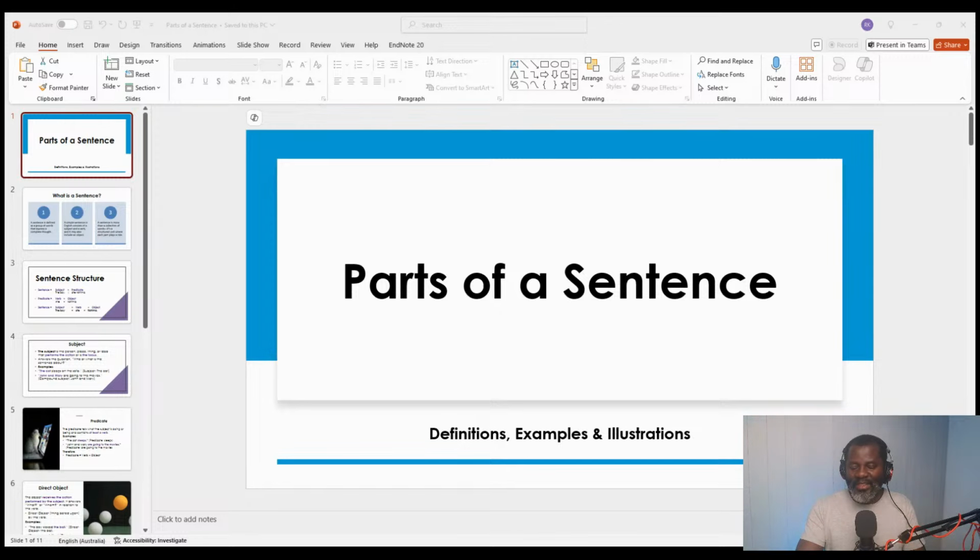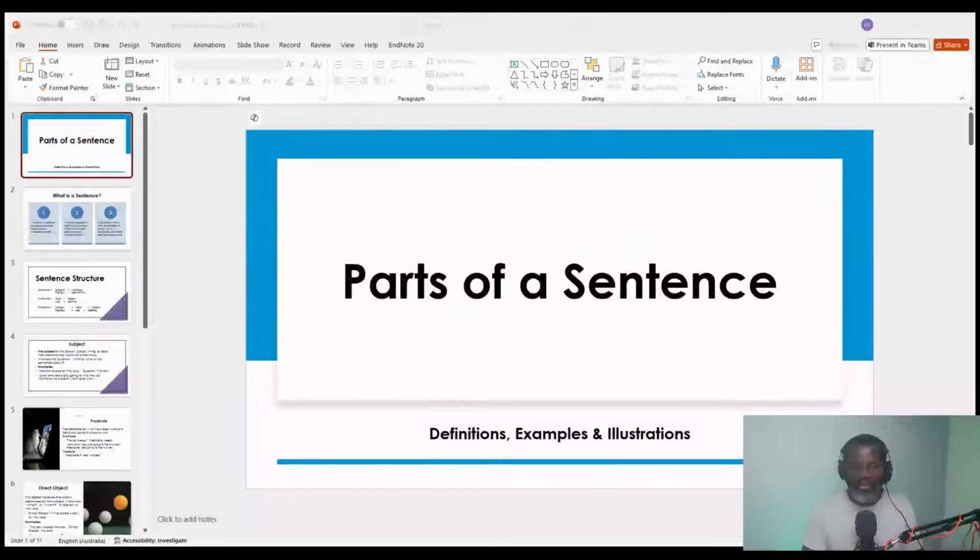So a sentence is more than just a collection of words. It's a structured unit where each part plays a role. All the parts that we are going to look at play a role in making a sentence. Okay, let's look at the structure of a sentence.